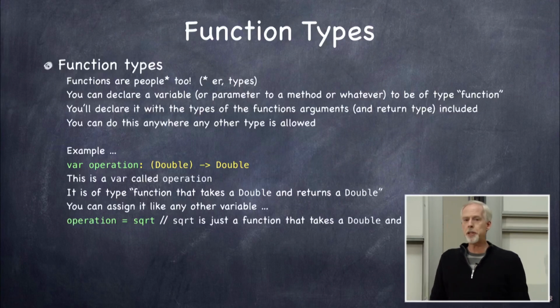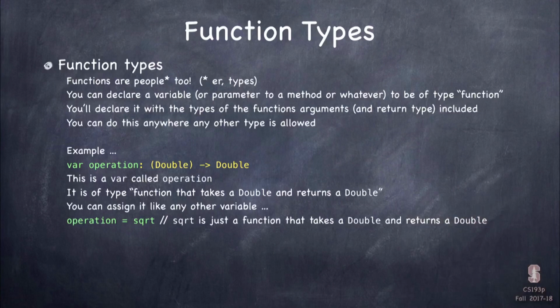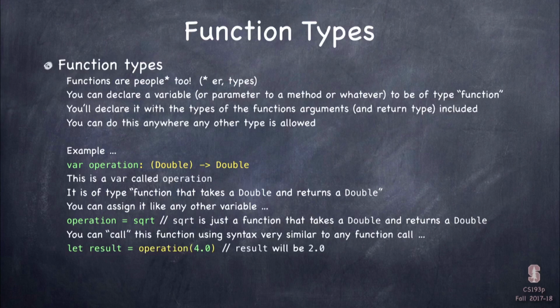So you can assign this var exactly like you would think. I'm going to assign operation equal to square root. Square root is a function that takes a double and returns a double, so it's perfectly legal for me to say operation equals square root. And how do I call it? Well, I call it just like a function. Operation of 4.0 is going to call, in this case, square root of 4.0, because operation is a var that's holding a function in it, and that function is square root. Could not be simpler.